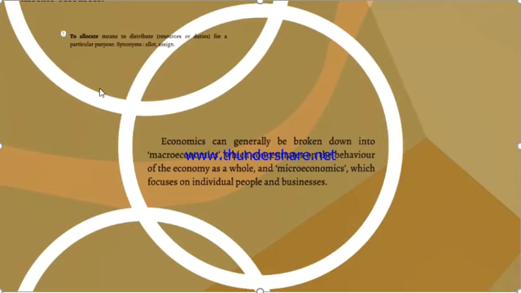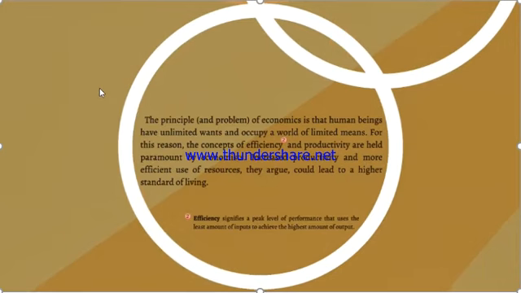Next, economics can generally be broken down into macroeconomics, which concentrates on the behavior of the economy as a whole, and microeconomics, which focuses on individual people and businesses. The principle, or it could also be the problem of economics, is that human beings have unlimited wants and occupy a world of limited means.